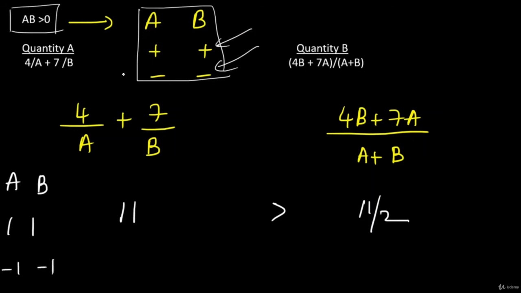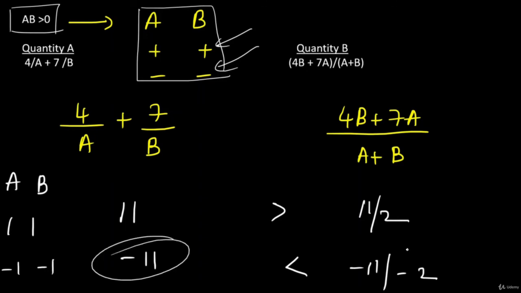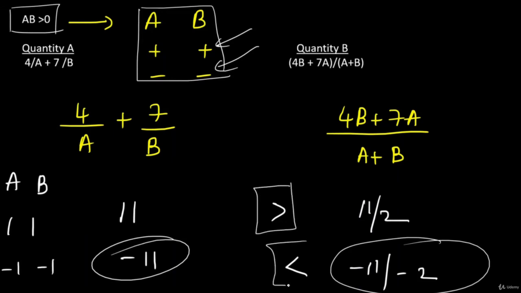Now in this case quantity A is 4 by minus 1 plus 7 by minus 1, which is equal to minus 11, right? And quantity B is minus 11 by minus 2, which is 11 by 2. So this is a negative number and this is a positive number, right? Therefore this is greater, right? Now you can see that the relationship varies. Over here we got greater than, and over here we are getting less than. So the relationship varies, and hence the correct answer to this question is option D.